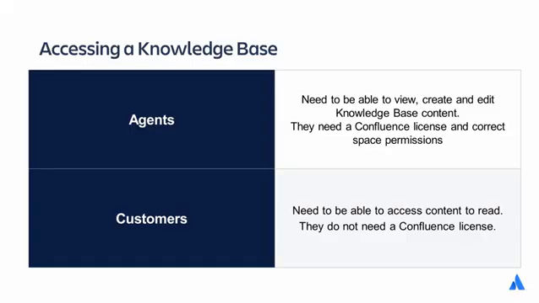Let's review the access permissions for this linked knowledge base space. Service desk agents need to be able to access and manage content in the linked knowledge base space. They need to be granted space permissions so that they can view, add, and potentially delete content. They will need to use a Confluence license in order to do this. Their access permissions can be controlled via space administration.